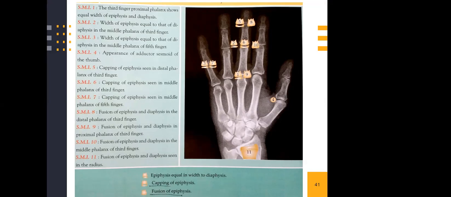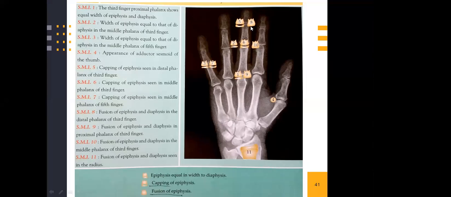In stage 3, the width of the epiphysis is equal to that of the diaphysis in the middle phalanx of the fifth finger, whereas in stage 4, there is the appearance of the adductor sesamoid of the thumb. In stage 5, the capping of the epiphysis is seen in the distal phalanx of the third finger. In stage 6, capping of the epiphysis is seen in the middle phalanx of the third finger. In stage 7, capping of the epiphysis is seen in the middle phalanx of the fifth finger.